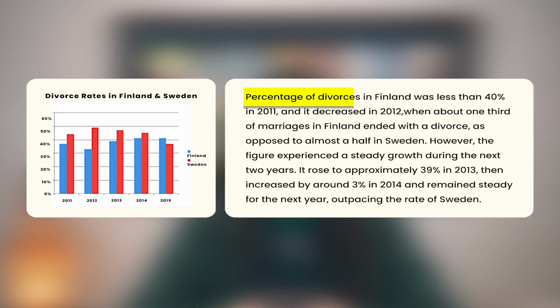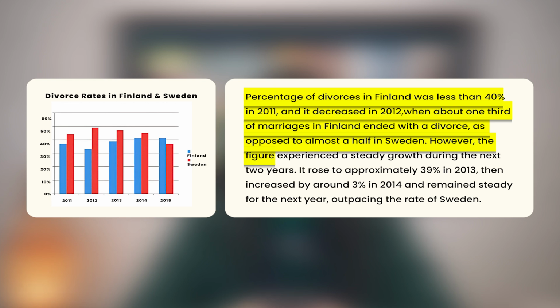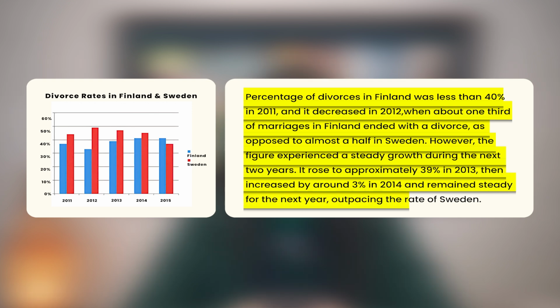Percentage of divorces in Finland was less than 40% in 2011 and it decreased in 2012, when about 1/3 of marriages in Finland ended with a divorce, as opposed to almost a half in Sweden. However, the figure experienced a steady growth during the next 2 years. It rose to approximately 39% in 2013, then increased by around 3% in 2014 and remained steady for the next year, outracing the rate of Sweden.